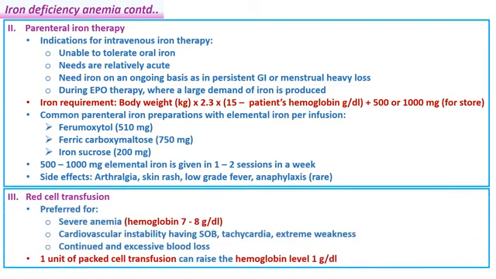Red cell transfusion is preferred for severe anemia, that is hemoglobin 7 to 8 gram per dl, cardiovascular instability having shortness of breath, tachycardia, extreme weakness, continued and excessive blood loss. These are the indications. 1 unit of packed cell transfusion can raise the hemoglobin by up to 1 gram per deciliter.